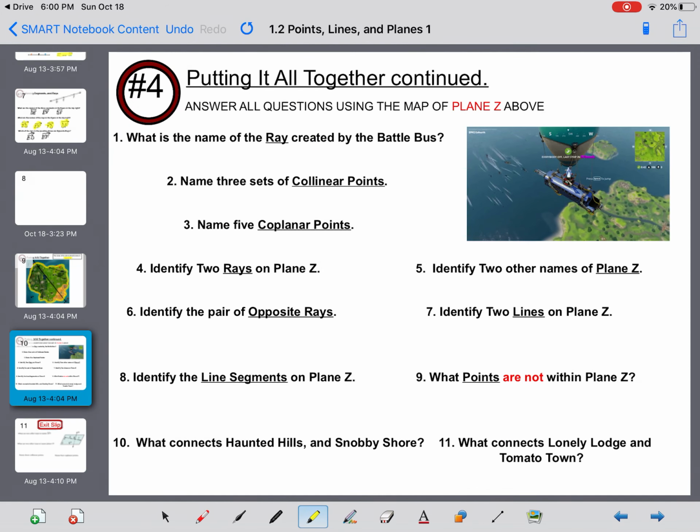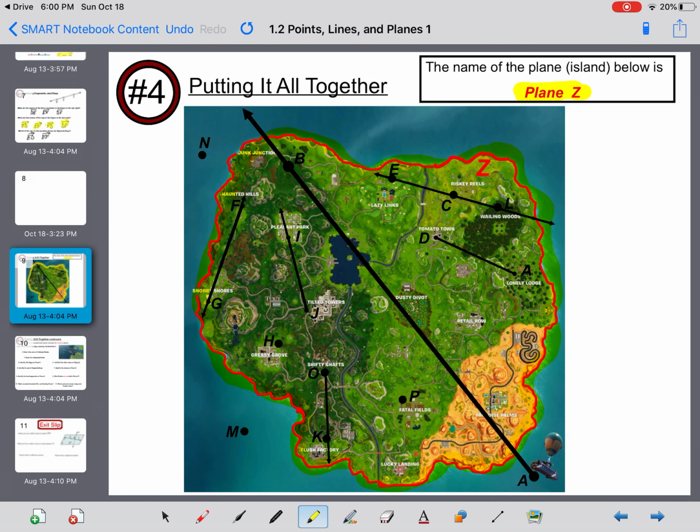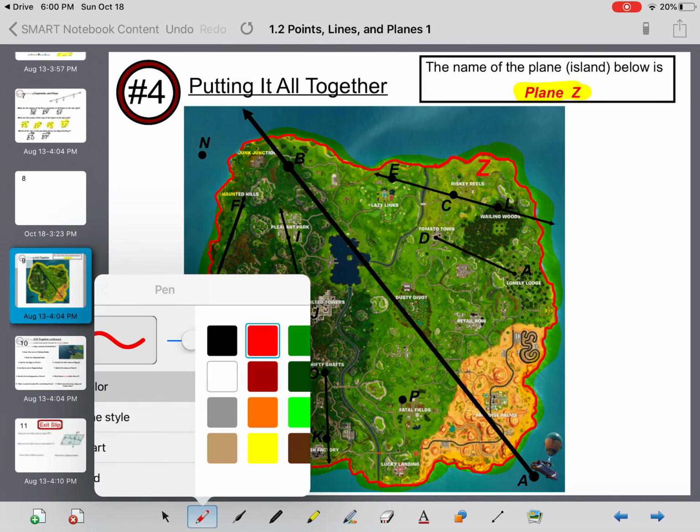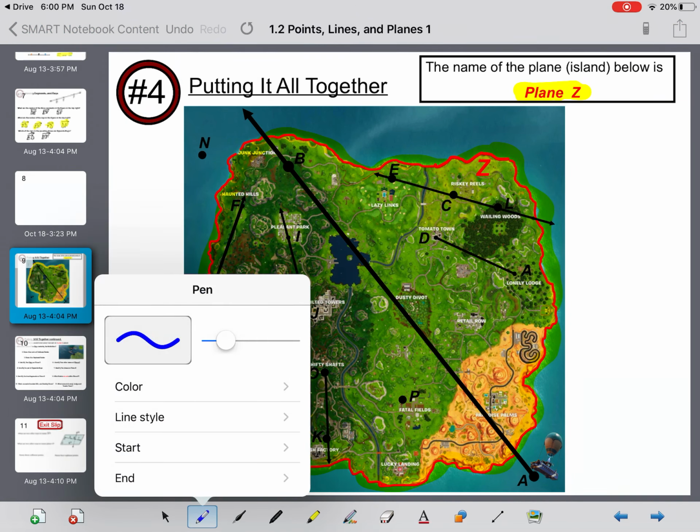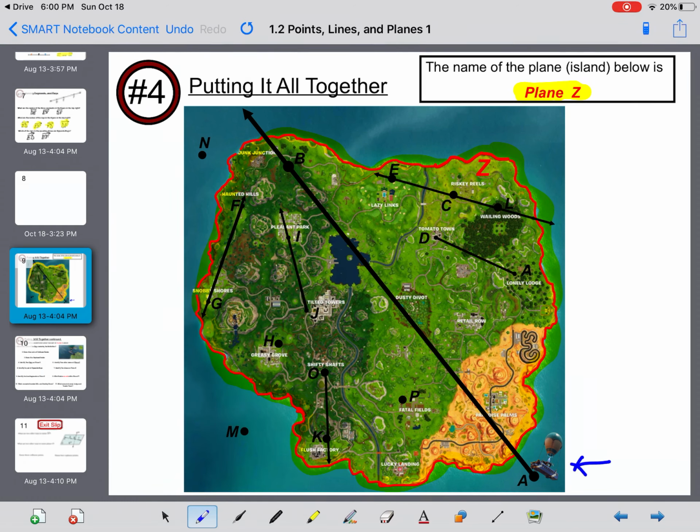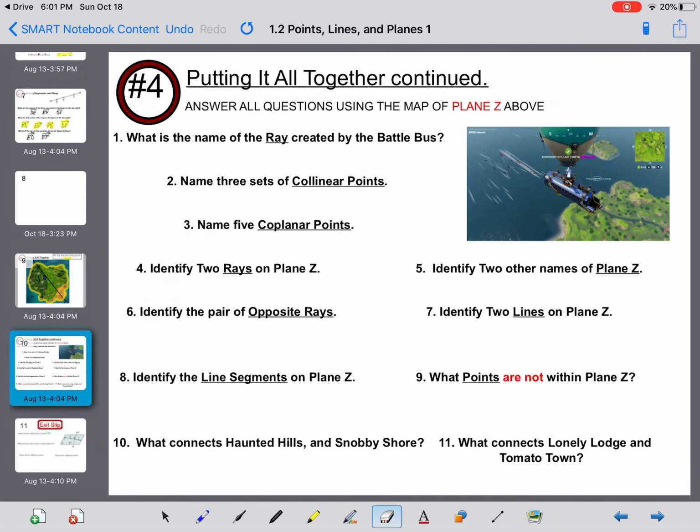The first one says, what is the name of the ray, number 1, created by the battle bus? Well, I see the battle bus in the bottom corner here. Right down here. And that ray that is created, I see A, and it extends all the way through B, and it keeps going. Okay, so I'm going to call this ray AB.